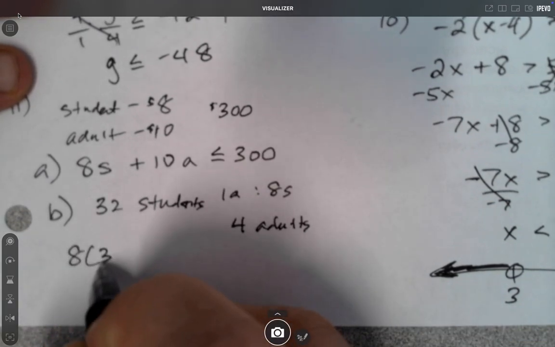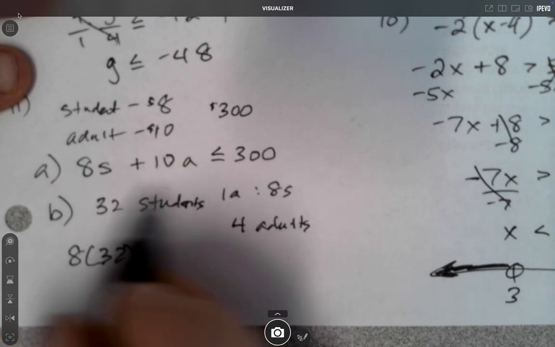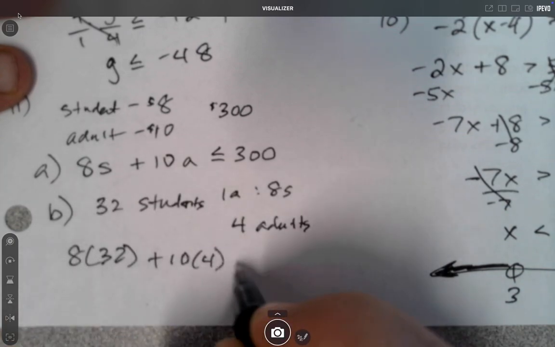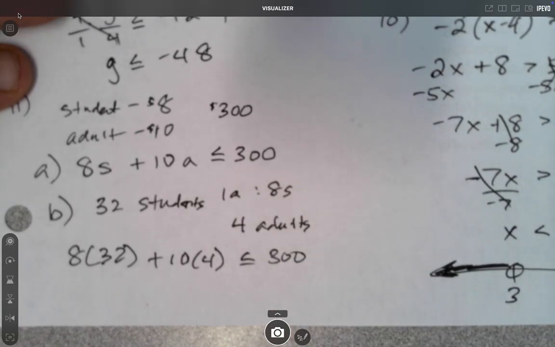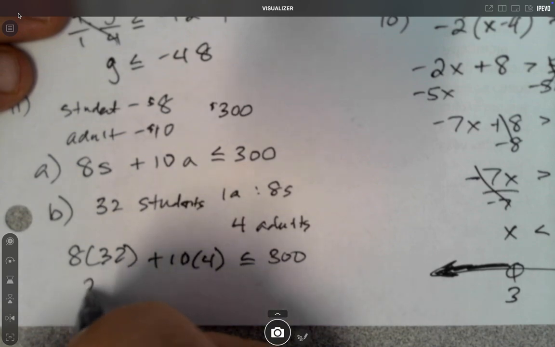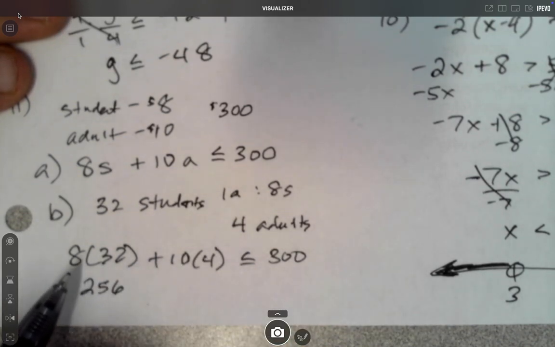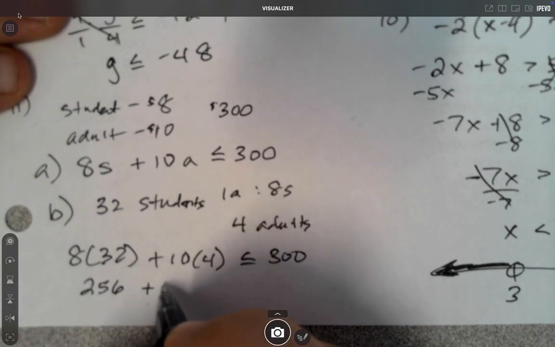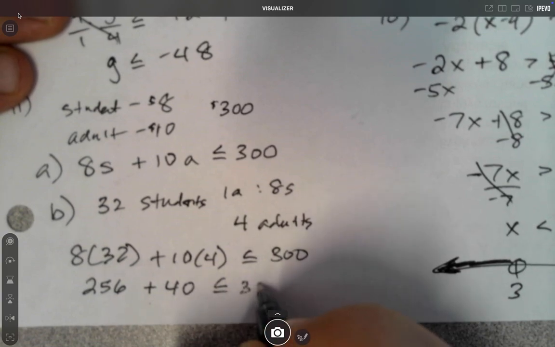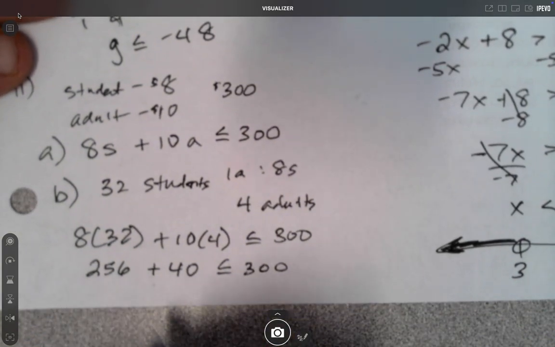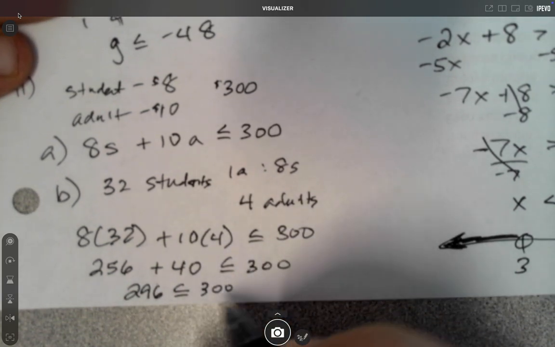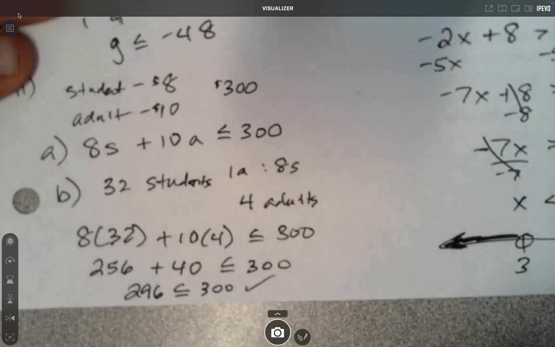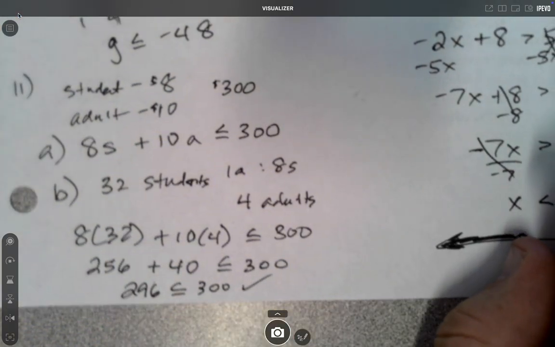So I plug 32 in for S. I'm using the inequality we did in part A, plus 10 times 4, less than or equal to 300. 8 times 32, I believe it's 256. Let me think about that. 8 times 2 is 16. 30 times 8 is 240, yeah. And then 10 times 4 is $40. And 256 plus 40 is $296. So there will be enough money for them to go because 296 is less than 300. So yes, the whole class can go.